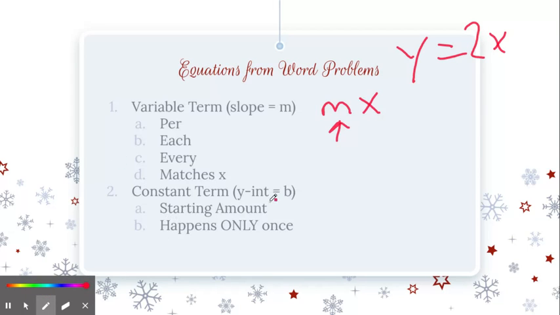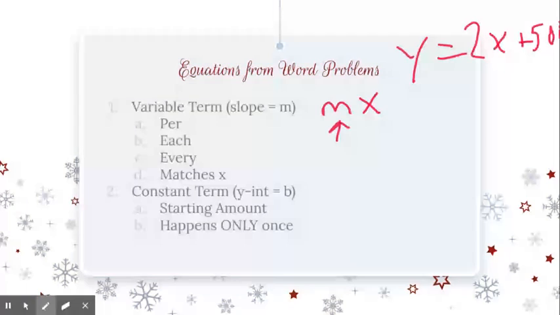The constant term is what comes after this plus sign. Okay, that's your b value, your y-intercept. This is always going to be a starting amount, an initial amount, an initial fee, things like that. And it stands alone. It happens only once. So if I start with and put $500 into my bank account, that's what I started with. That was my initial amount. So I would put 500 at the end. Okay, you kind of can't see that. It's hard. Okay, and that's what we're looking for.